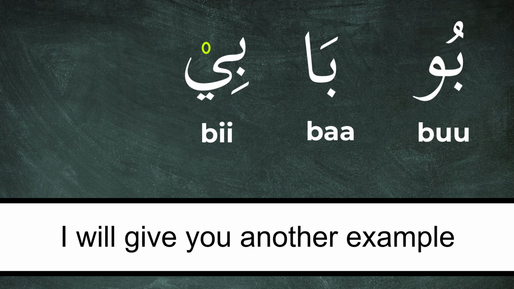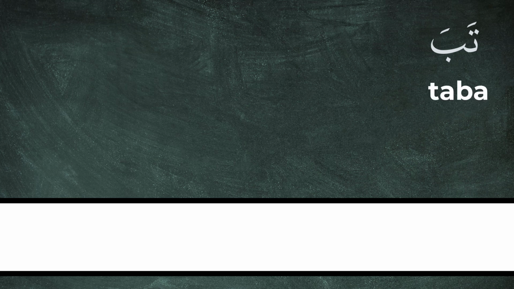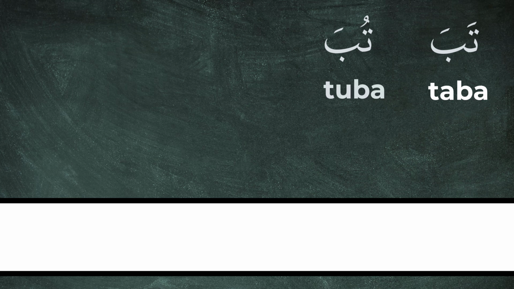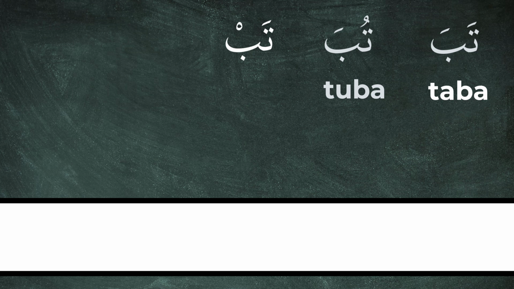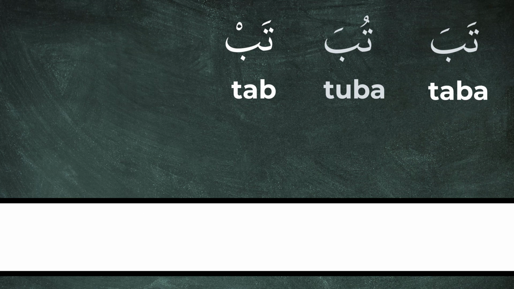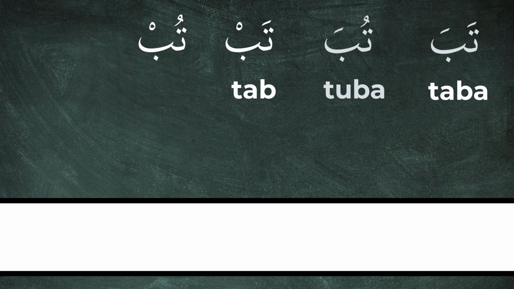Okay. I give you another example, brother. What is this, brother? Taba. And what is this? Tuba. Are you with me? Now I write down like this. What is this? Tab. There is no vowel sign on Ba. Tab. See how you pronounce Ba? Now if I say like this, what is now, brothers and sisters? Tub. There is a Sukoon on Ba.